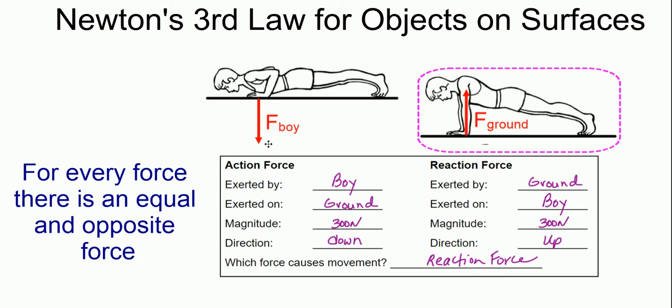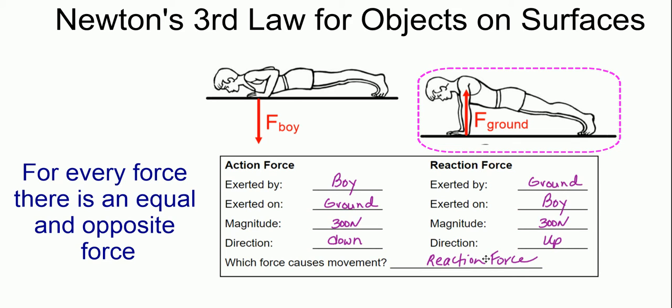Well, Newton's third law says there is an equal and opposite force. We do that by reversing these two. Ground on boy, here's the equal, and the opposite is the direction. This one's up. So the surface, the ground, pushes back up, and that's the reaction force that causes the boy to go up and push up, isn't it?